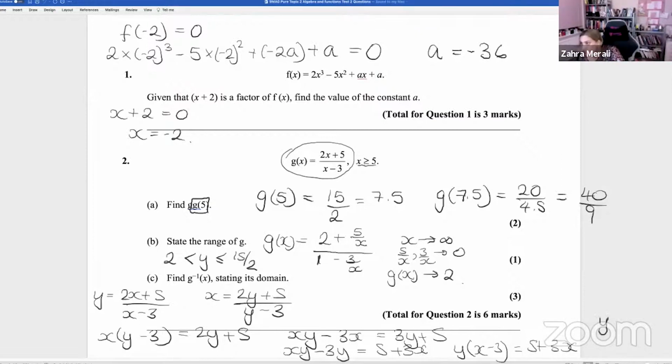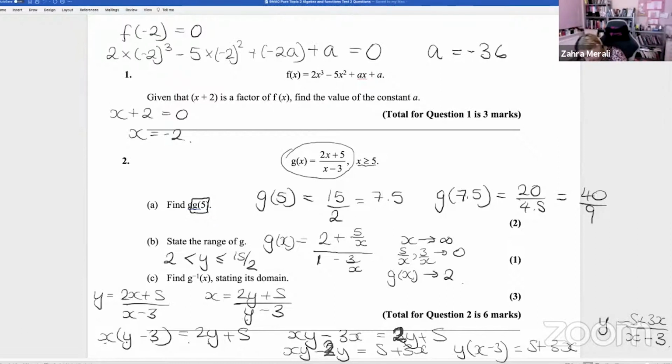And you end up with y equals 5 plus 3x over x minus 3. Is that right? That should really be a 2 at the bottom. Where have I gone wrong? Swap my x's and y's: xy minus 3x equals 2y plus 5. Okay, I magically made it into a 3 here. Sorry, that should be a 2.